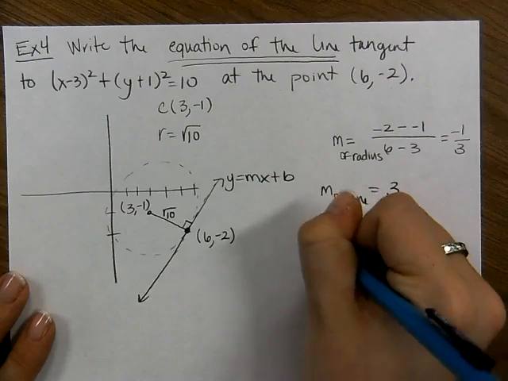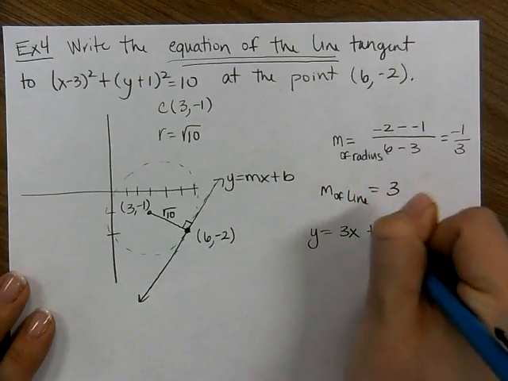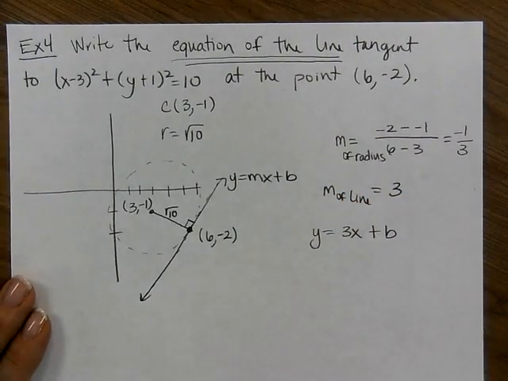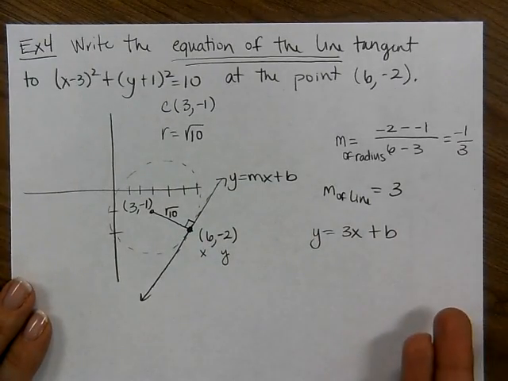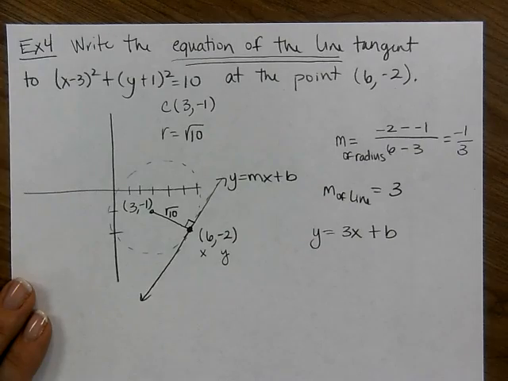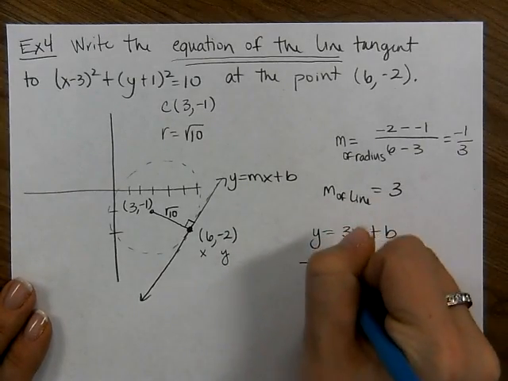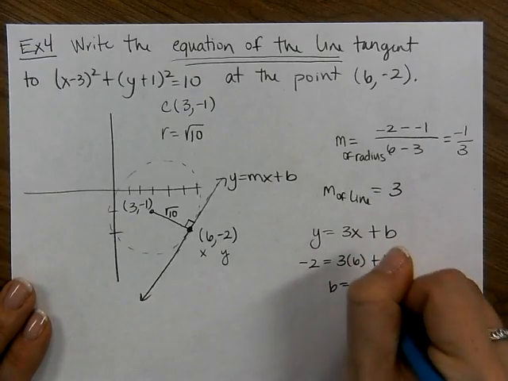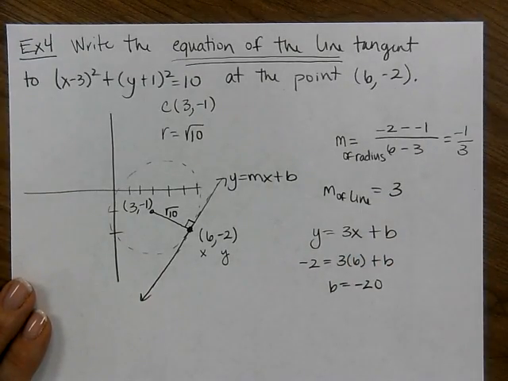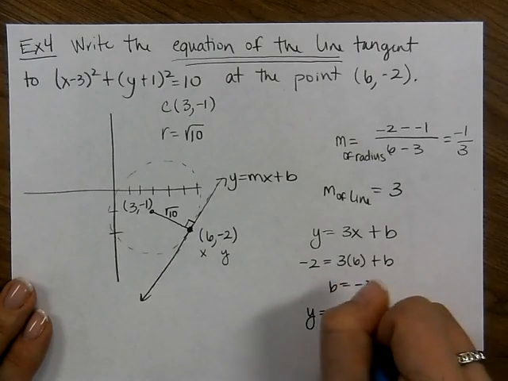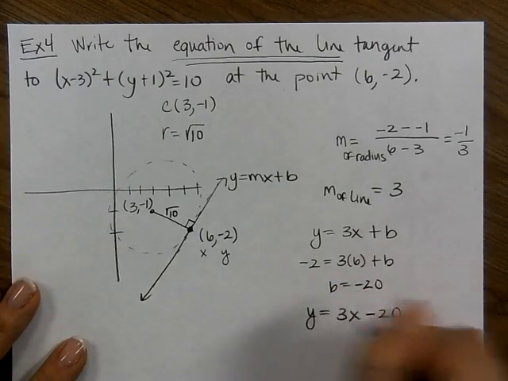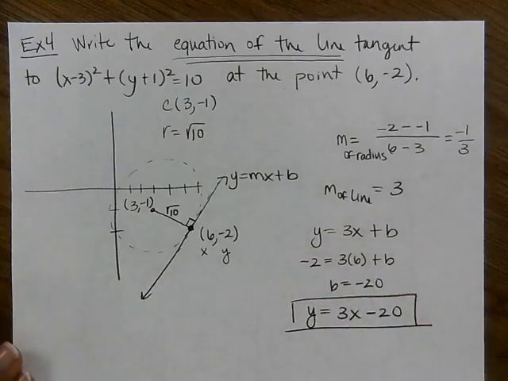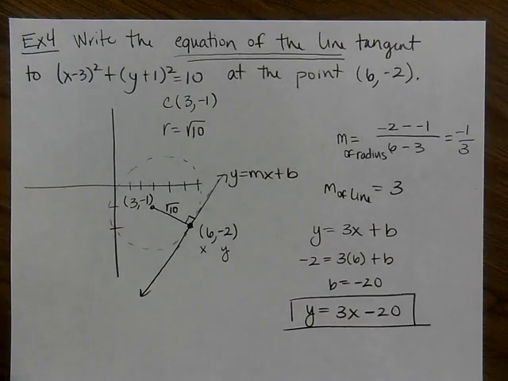So now I know y equals 3x plus b. But we also talked about the fact that this is x and y. It's a solution point of the line. So can't you just plug that in to find b? Agree? So I'm going to have negative 2 equals 3 times 6 plus b. So b is negative 20. So our equation of the line is y equals 3x minus 20. Questions?